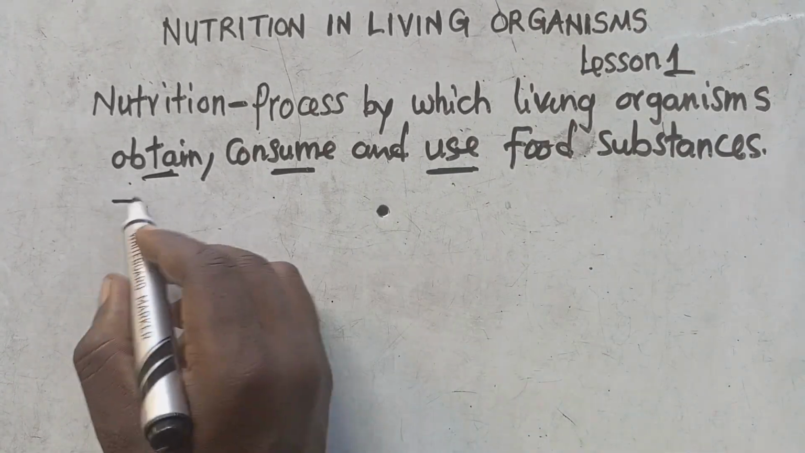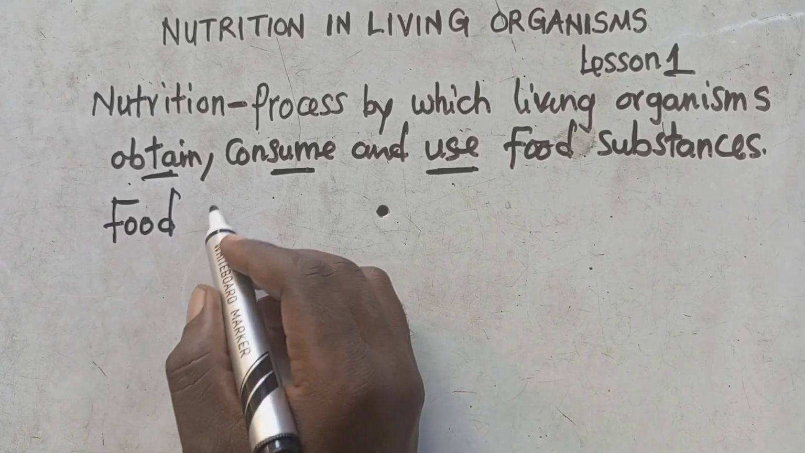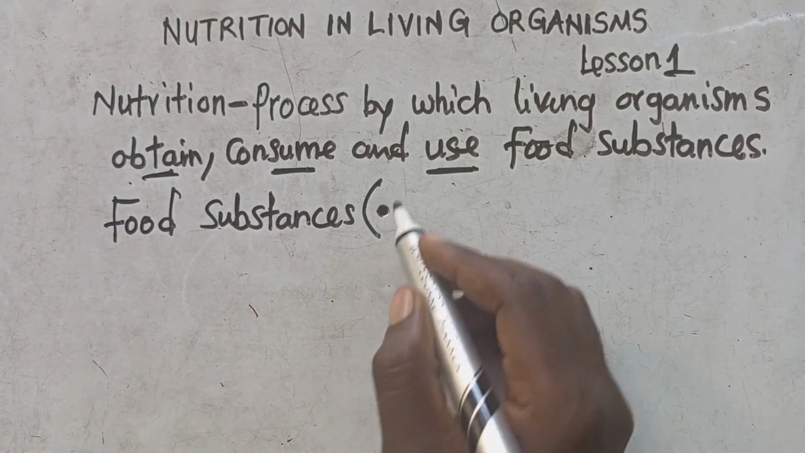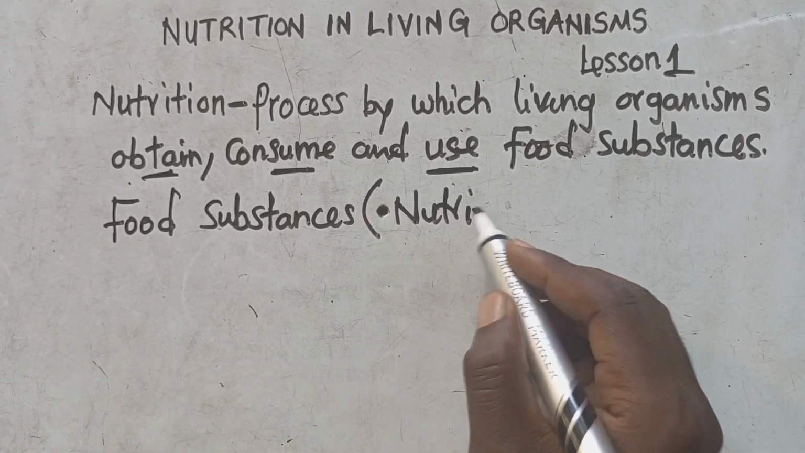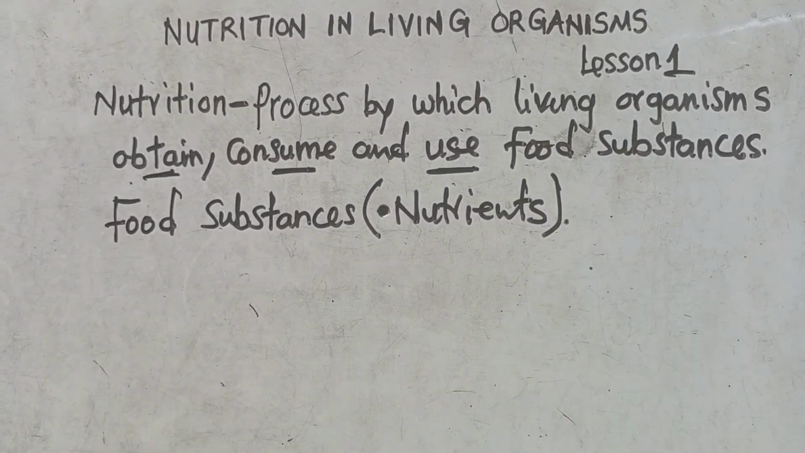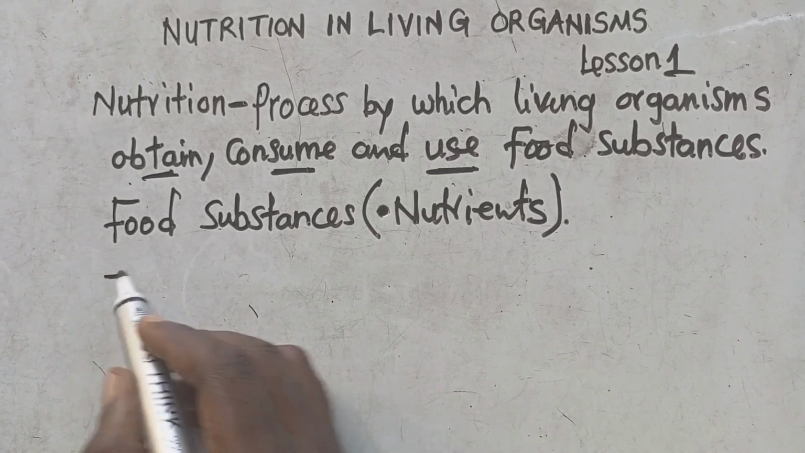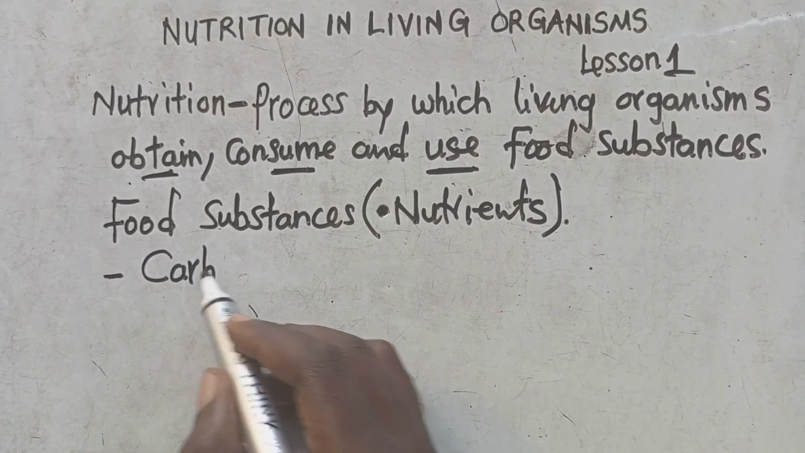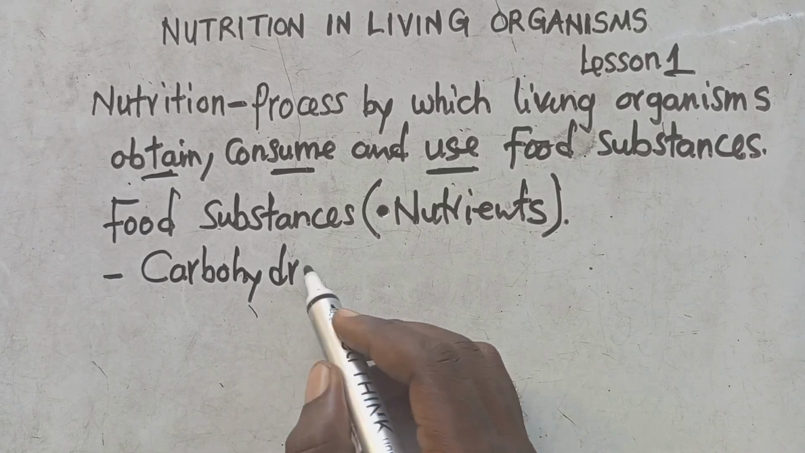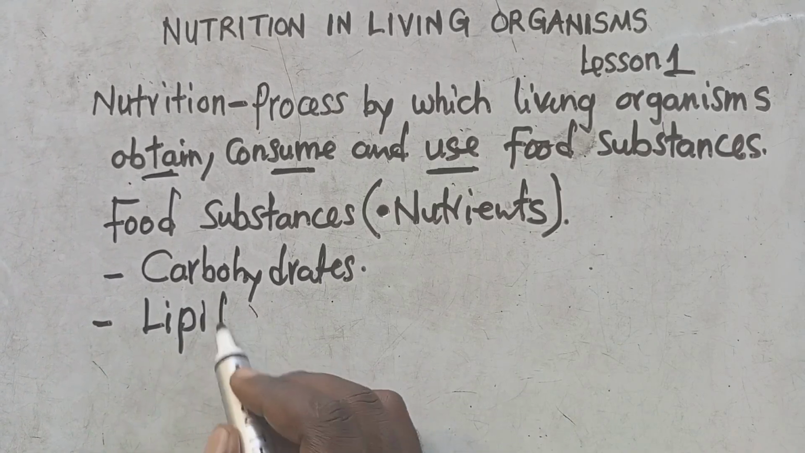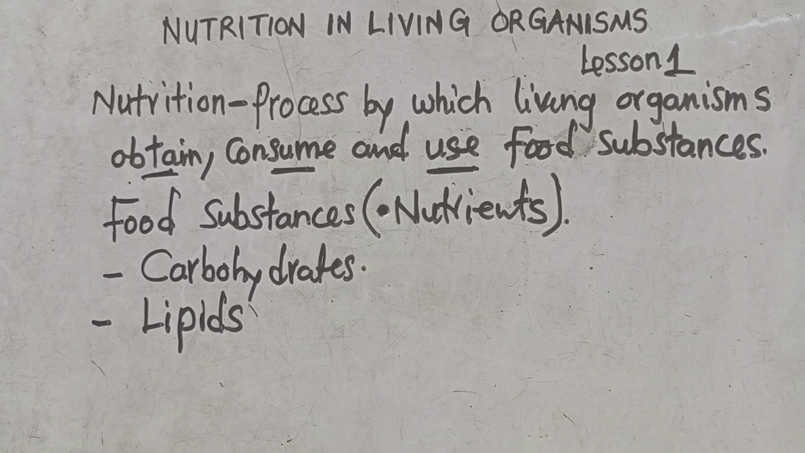The food substances that I'm talking about are what I'm calling nutrients. So those ones are called what? Those ones are called nutrients. So nutrients are food substances. And these nutrients get to contain what we call carbohydrates. They also contain what we call lipids. These lipids, I guess you know them. These are fats and oils.